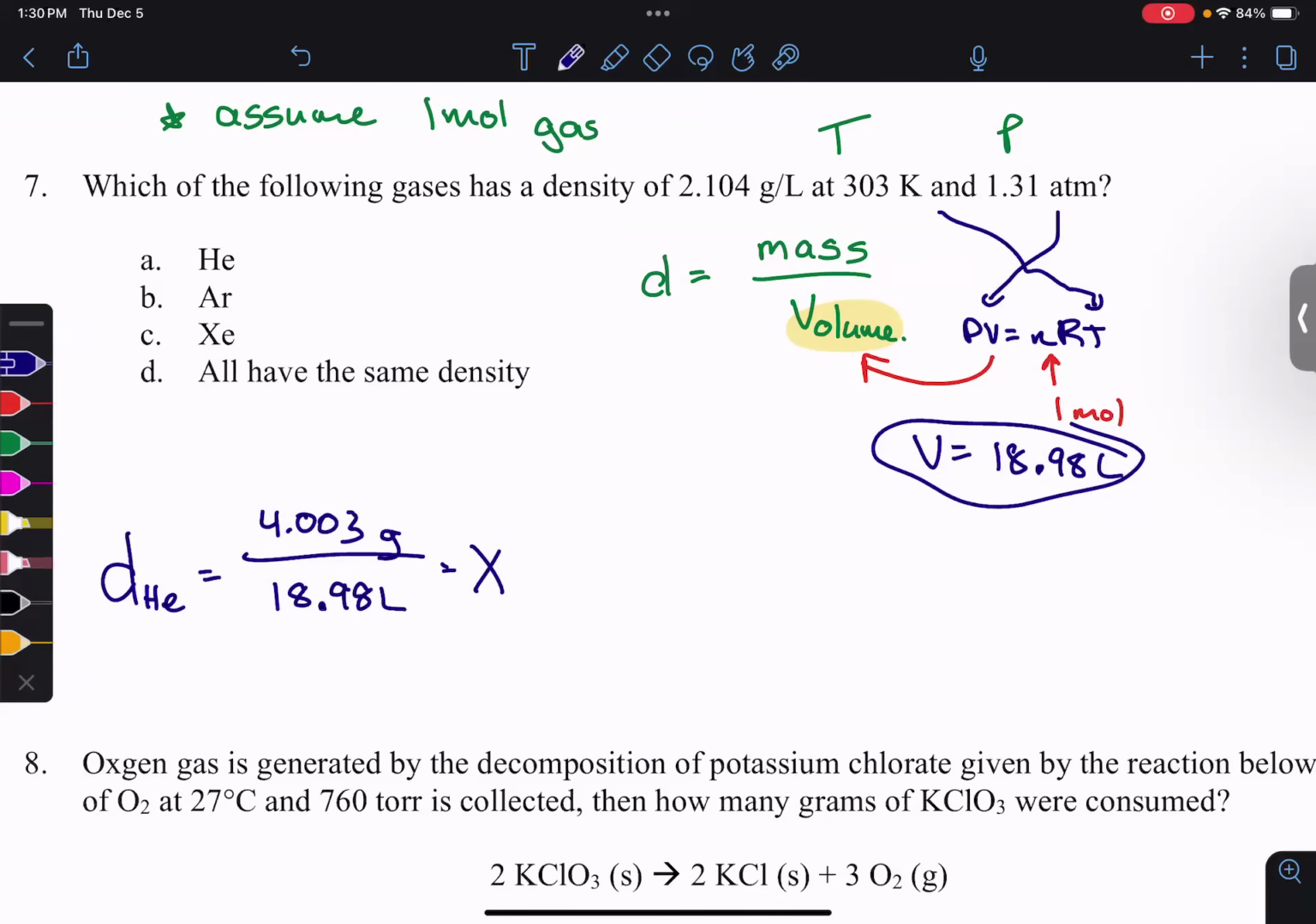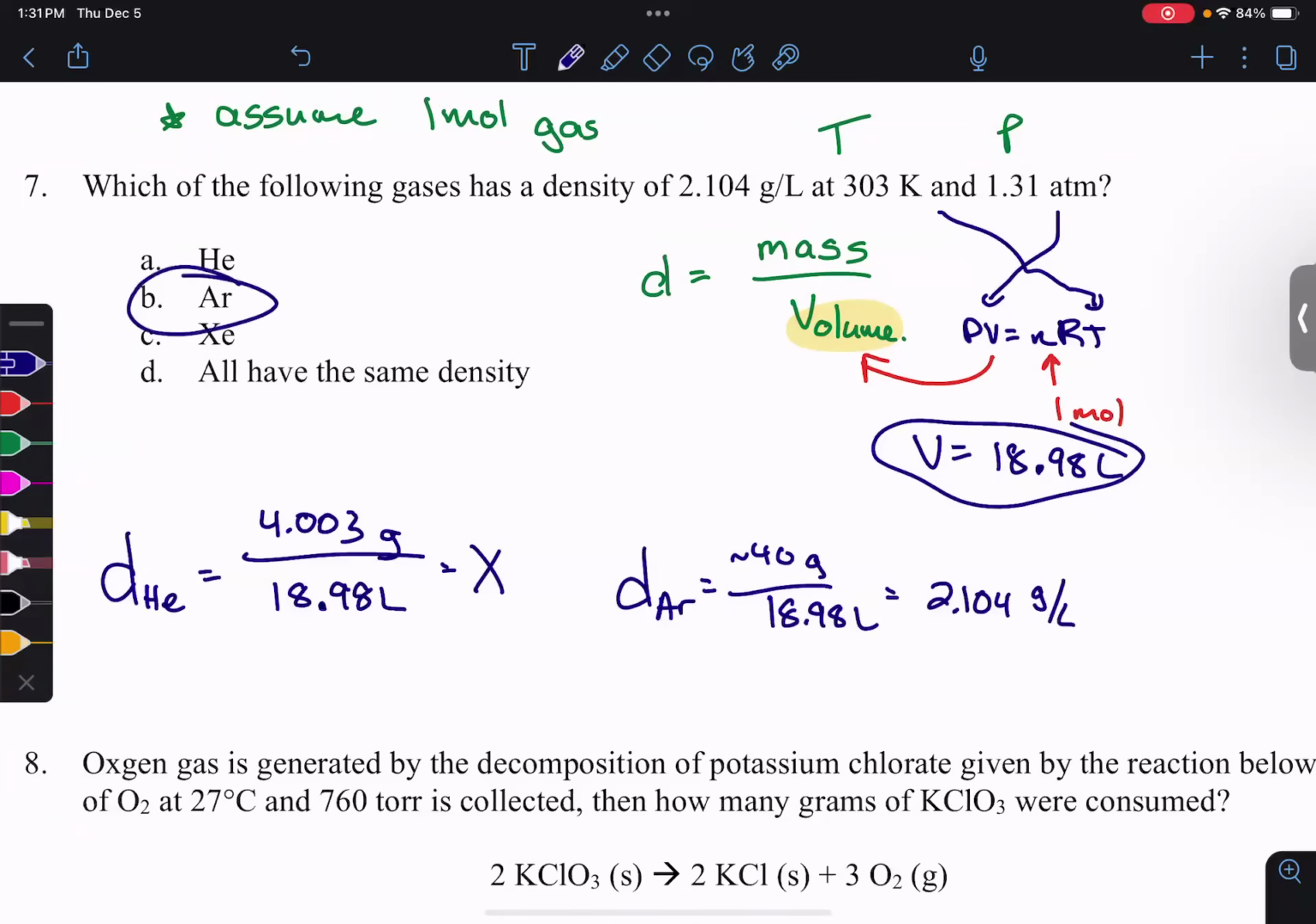Next, we can do argon. The density of argon is equal to the mass of 1 mole of argon. What is that? Is that like about 40? Yeah, it's about 40 over 18.98 liters, and this is very, very close to 2.104. So that is our correct answer right there. Argon has that density.